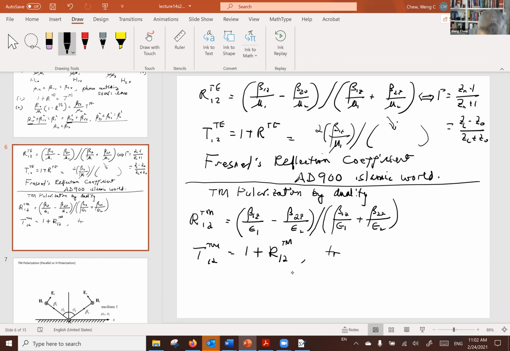So I would like to mention that these are coefficients for the H field. Okay, because some textbooks will report the reflection coefficient for the TM polarization for the electric field still. And you will see that these coefficients will look quite different from what I have written down here, because what I have written down here is that for the magnetic field.